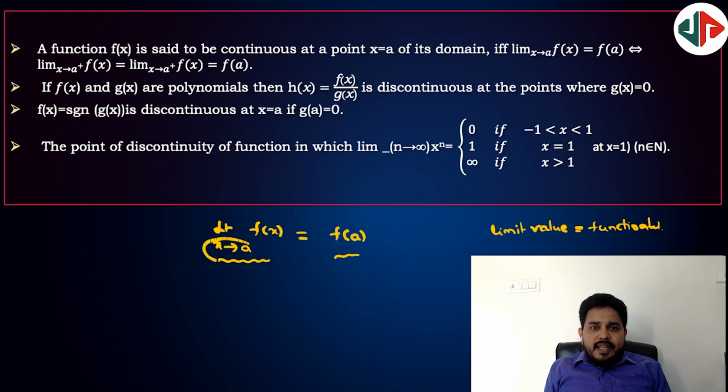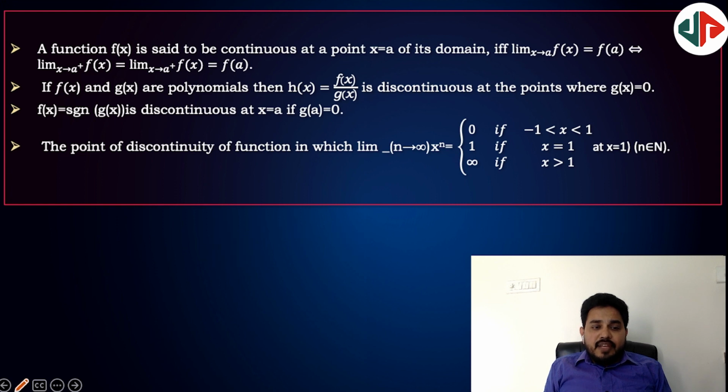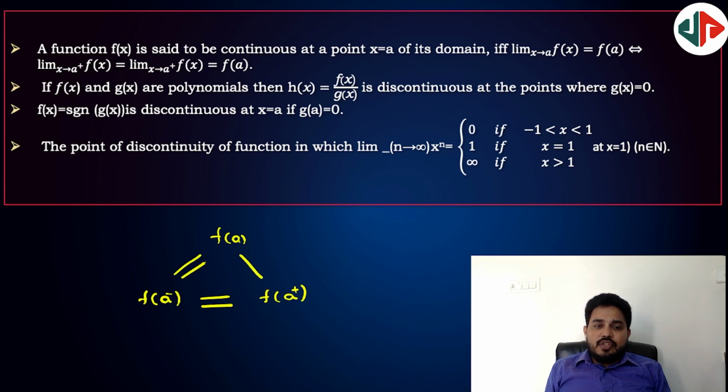So, where a function may misfire, meaning where it is not continuous, it is discontinuous. What is the chance of discontinuity? So here, this is the functional value. This is the left limit. This is the right limit. If left limit is equal to right limit, we call it limit exists. Okay. Now, this one should be equal. This one should be equal.